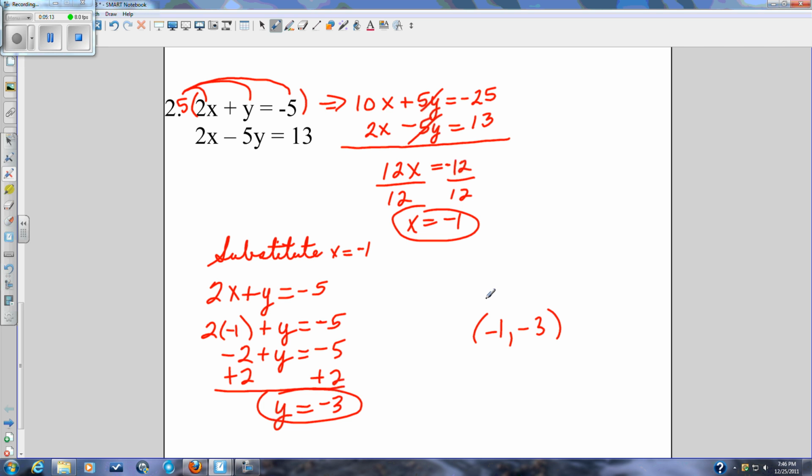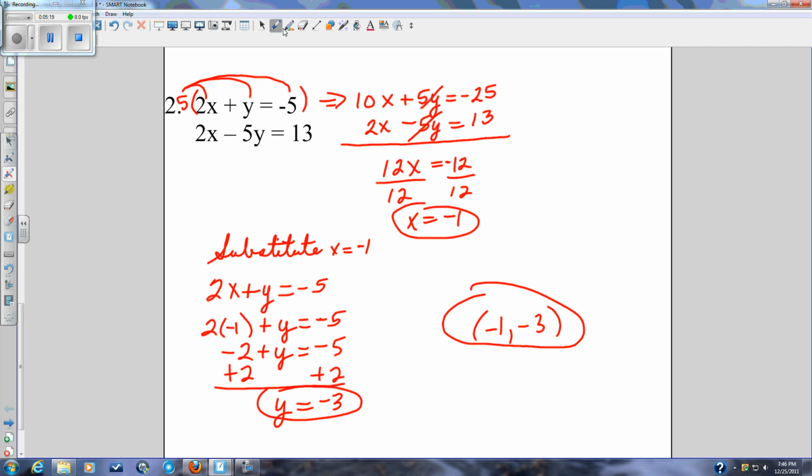And one thing that I've neglected to do on both of these problems is to check. That was one of the things I said we were going to do. So let's actually check this one. Remember, negative 1 is our x, negative 3 is our y. We check by plugging those values into each equation. So let's start with the first one.